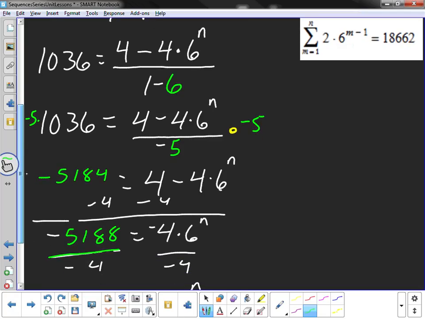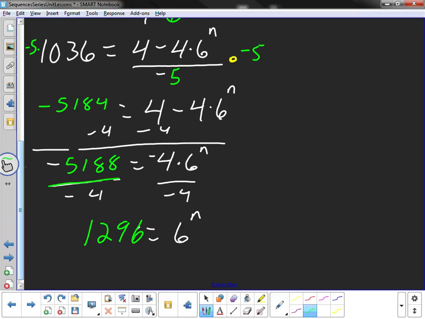I get a negative 5184 equaling that, so then I would subtract my 4, and I get a negative 5188 equals that. So then I would divide by that negative 4, and I would get 1296 equals 6 to the nth power. The reason I knew I had made a mistake is because 6 to the third power was 216. And if I multiply that by 6 again, I didn't get a 700 number. I got this number. So my n has to be 4.